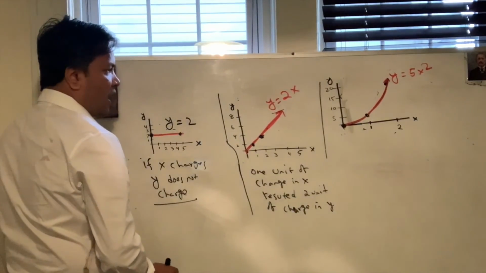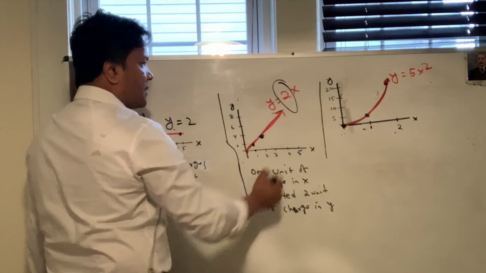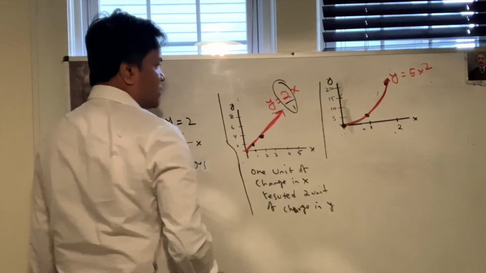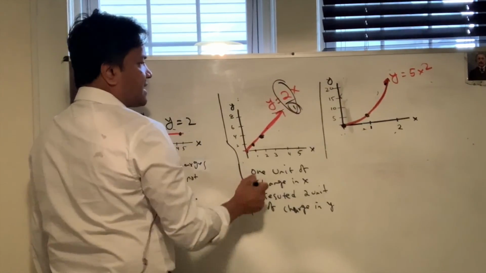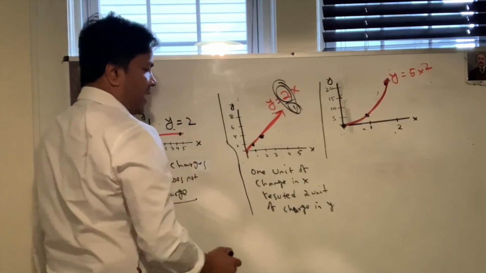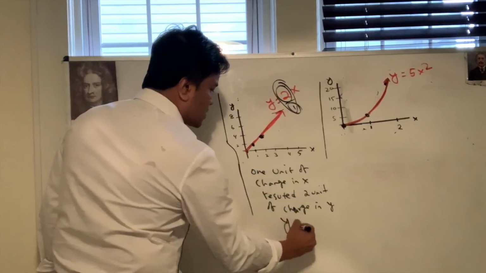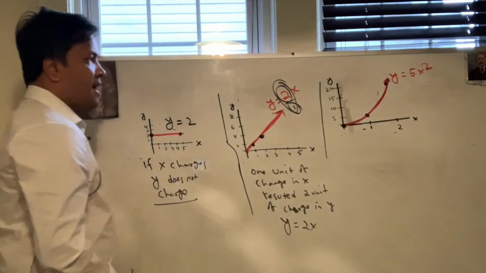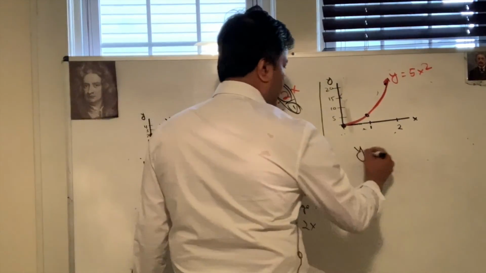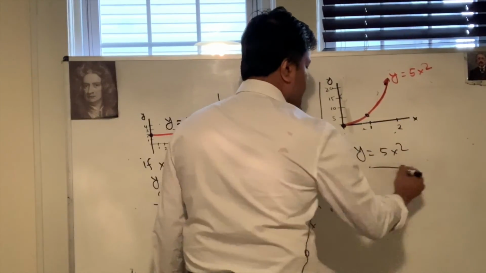All right, so what do we call it? Slope. So 2 over 1. So 1 unit of change in x, 2 units of change in y. We can write it as y is equal to 2x. And this is the quadratic, y is equal to 5x squared.